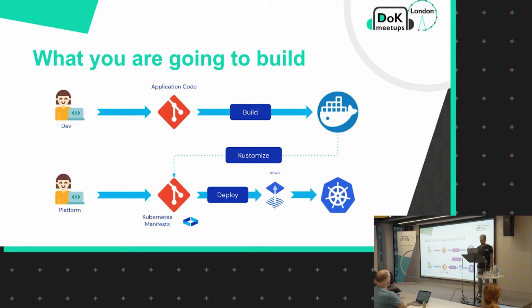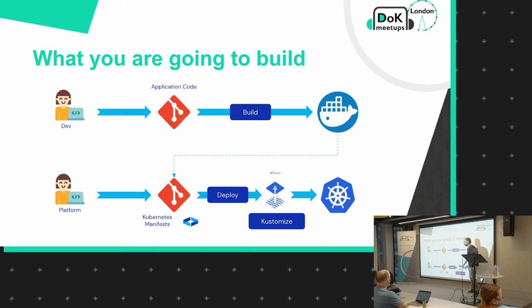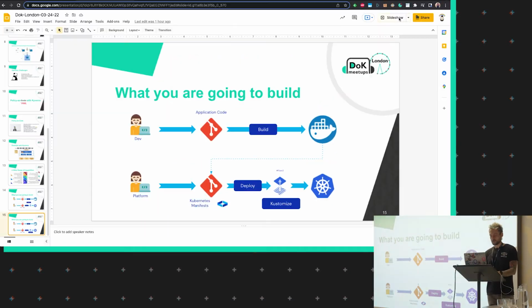So this is what you're going to build today. The only difference is that Flux supports Kustomize by default, so you don't need to run Kustomize as a command line or as an extra step. You just specify a kustomization file in Flux, and that's basically it. So it should be quite easy to do. OK, that was it. Now we can start the lab.